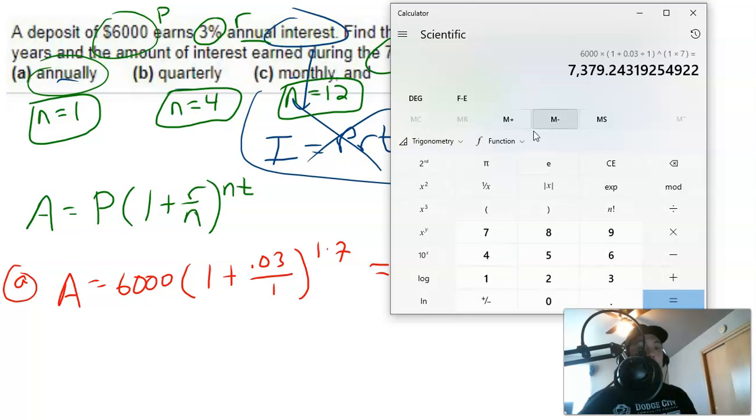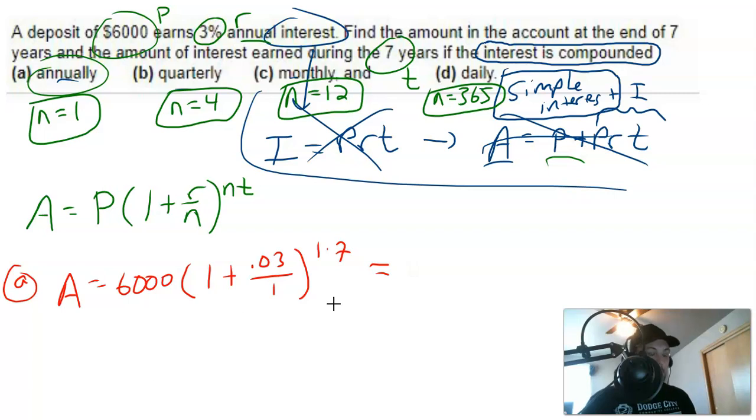All right, so let's see what that's equal to. All right, so we have $7,379.24. So let's see if I can remember that. 7379.24. I think I got that right. Now make sure you round this last digit properly. So this is the second decimal place, the cents value place. And it happened to be a 4 for this particular calculation.